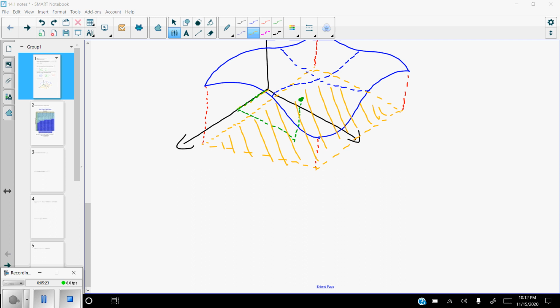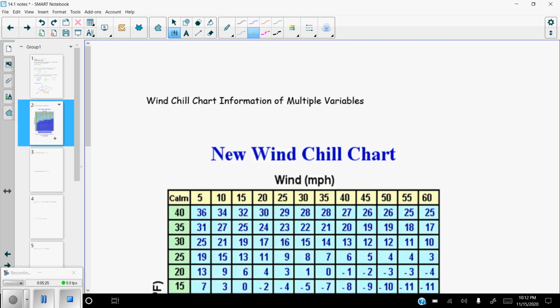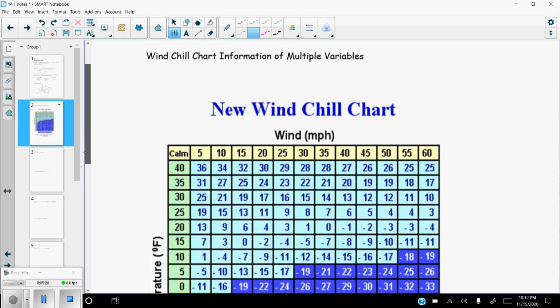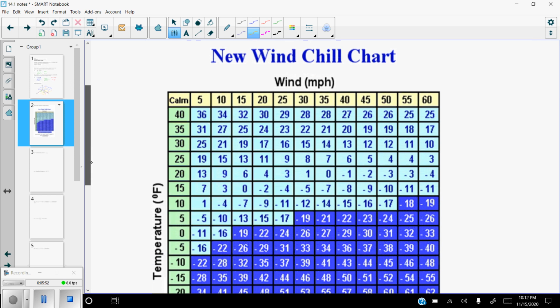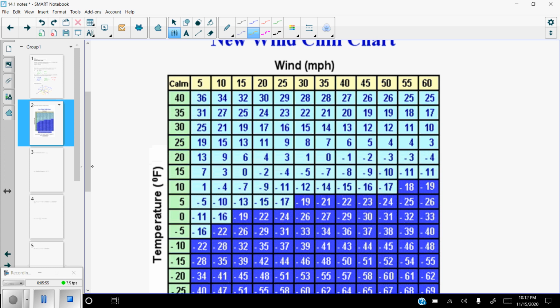All right, so let's look at a practical example. This is the wind chill chart, information of multiple variables. This is called the new wind chill chart. I actually don't know when this was taken from, so there very well may be an even newer wind chill chart. But as of whenever this was created, it was the new one. What we've got is a chart which has the wind in miles per hour across the top and the temperature in degrees Fahrenheit down the side.